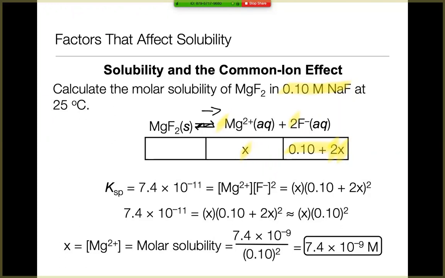It becomes a little bit more difficult with math. Again, I have my Ksp. This is from the last slide. Same compound, same maximum solubility, 7.4 times 10 to the negative 11th. I have my Ksp expression, magnesium times fluoride squared. And then I go through and do my math. Magnesium's concentration is going to be X. Fluoride's concentration is going to be 2X. I already have the 0.10 molar, and according to the expression, it needs to be squared.